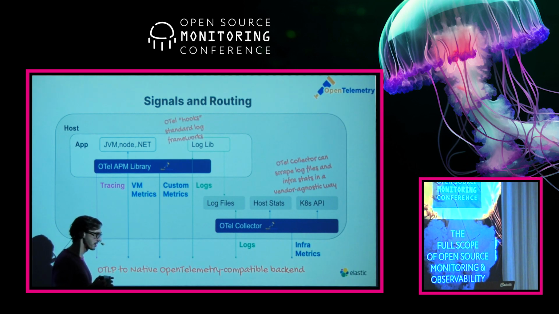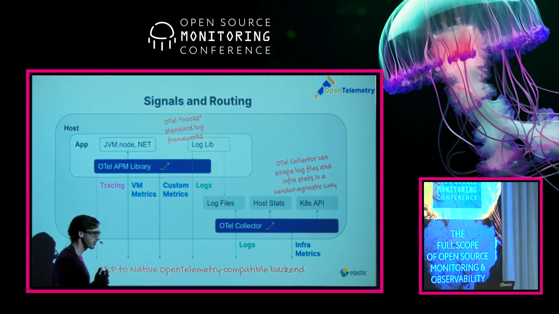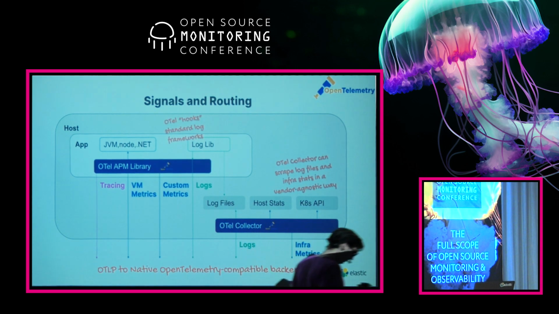One of those backends is Elastic, which I will use as my example here, but it could be pretty much anything that speaks OTLP. The point here is that everything in this gray bubble is vendor neutral and just OpenTelemetry. This orangey part down here is only where the vendors come into play.